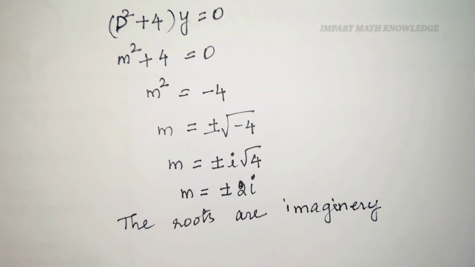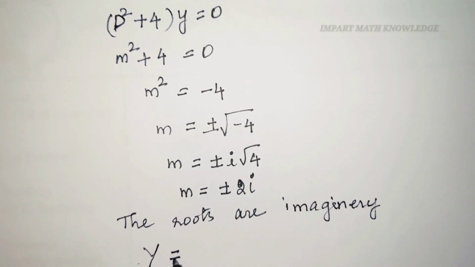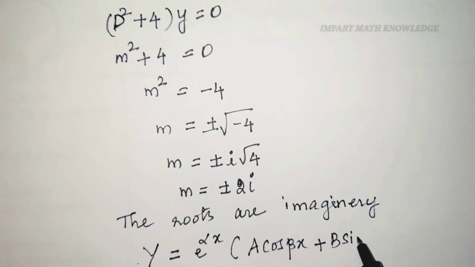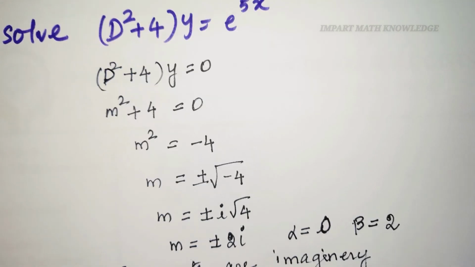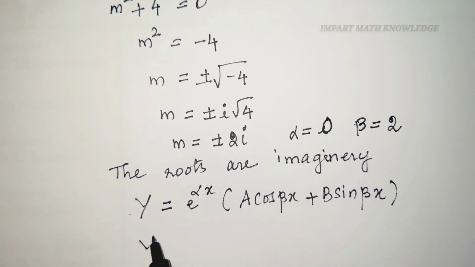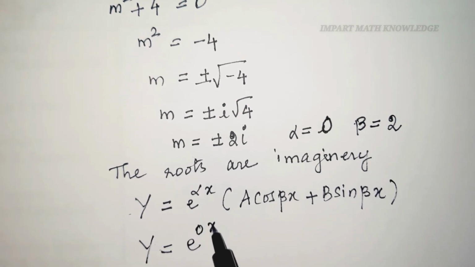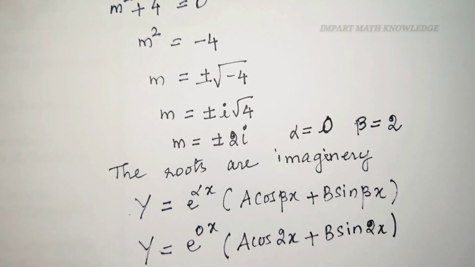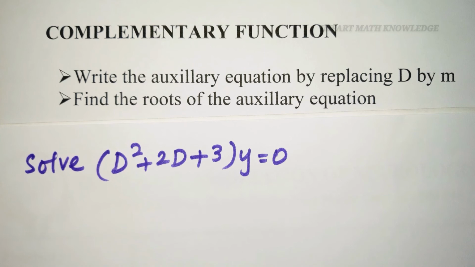Here the roots are imaginary. So the complementary function is y equals e^(αx) (a cos βx plus b sin βx). Here alpha is equal to 0, beta is equal to 2. So the complementary function is y equals e^(0x) (a cos 2x plus b sin 2x). Next problem, solve (D² plus 2D plus 3) y equals 0.